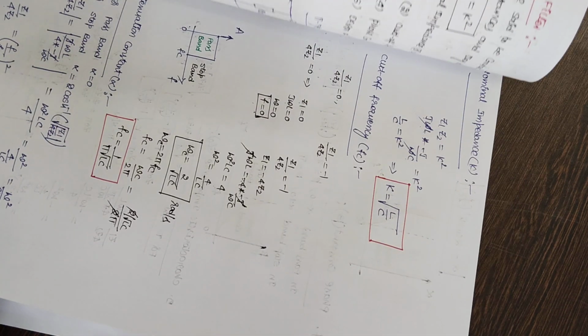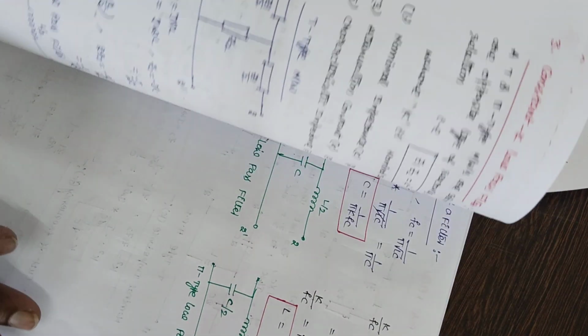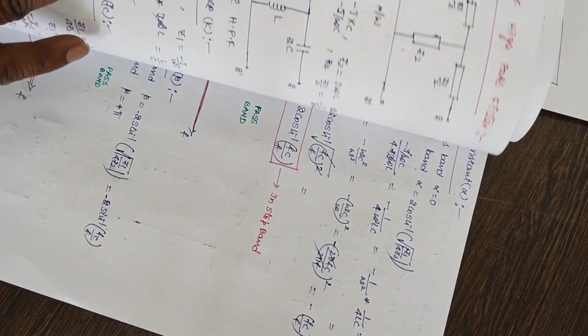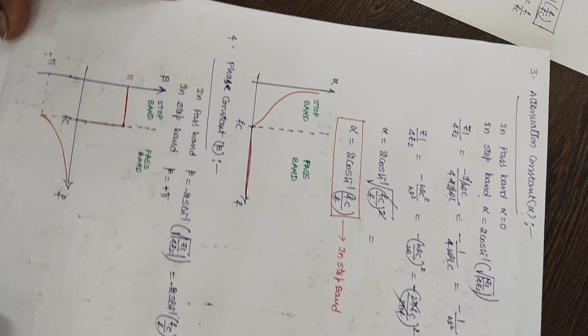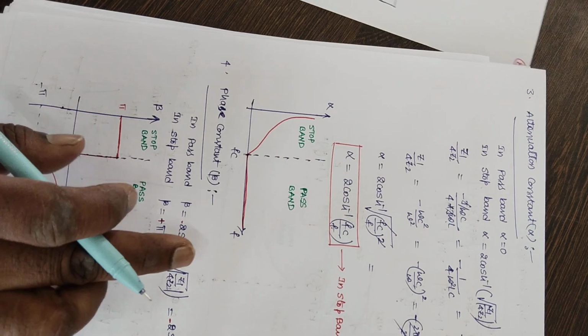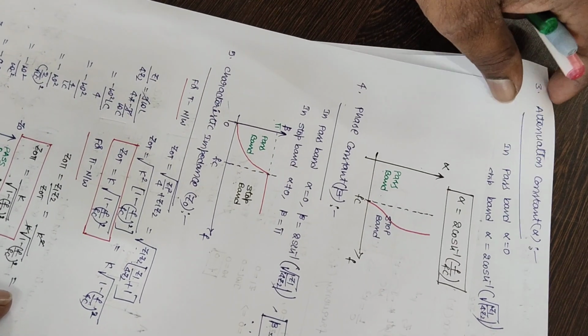I am searching for it. This is a low pass filter, the alpha, and the high pass filter. This is the high pass filter variation of the alpha and beta. So it is for the high pass filter and it is for the low pass filter.